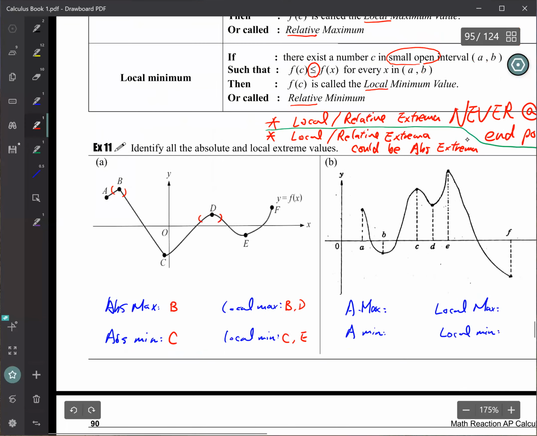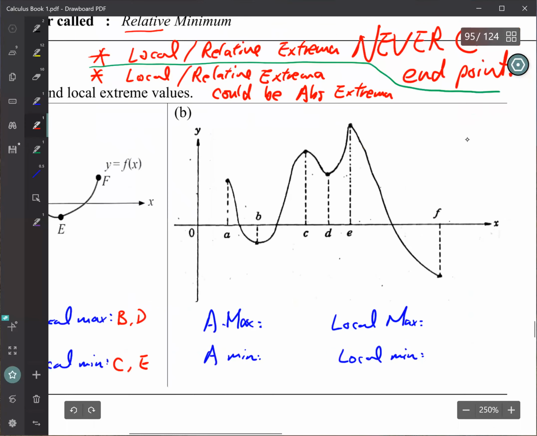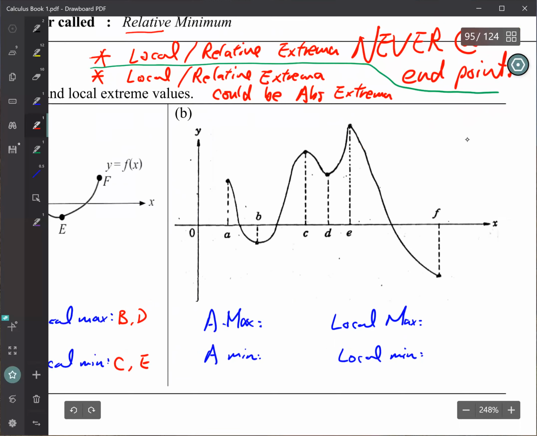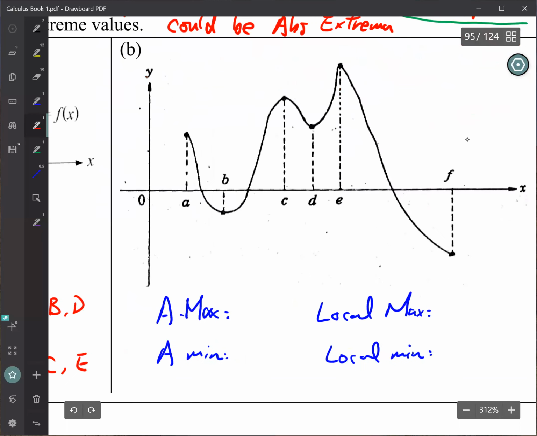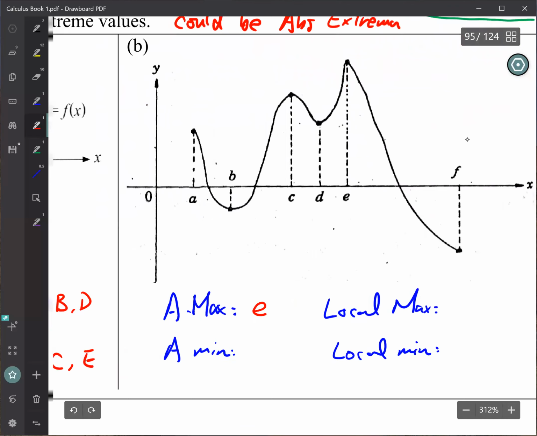Okay, let's move on to B. Emily, do you have absolute max? I have E. E, okay. And Nicole, absolute min? I have F. F, okay. Local max, Leon? E and C. E and C. And Joan, local min? Are you back?